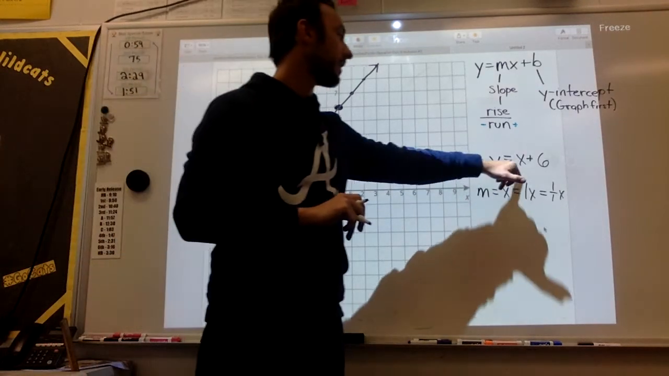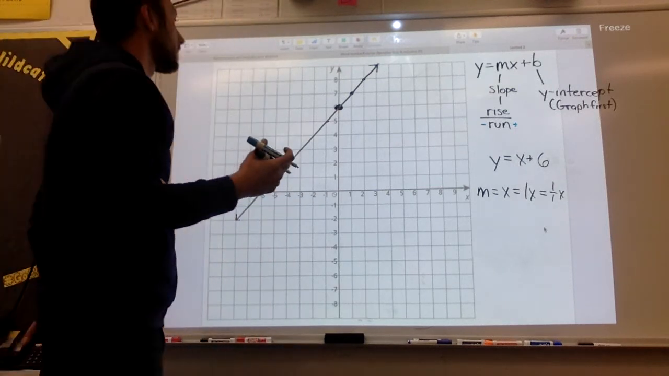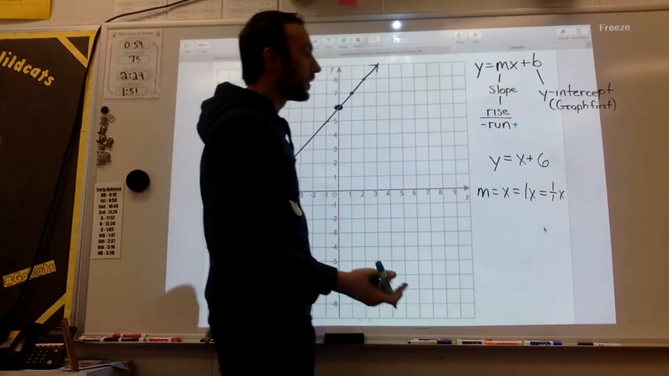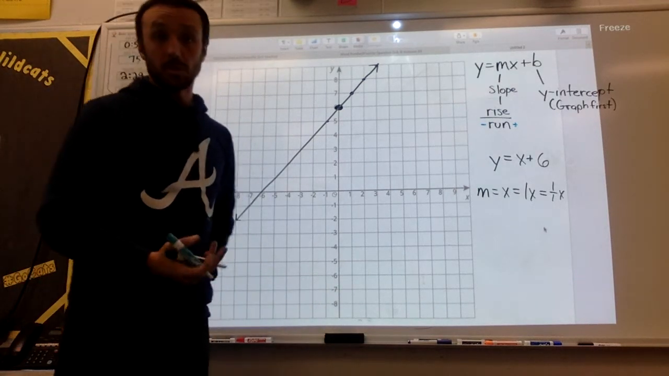So when you have just an x there, that tells you that your slope is going to be 1 over 1, because the coefficient of x is just 1. There's that invisible 1, even though we don't see it. So we go up 1 over 1.